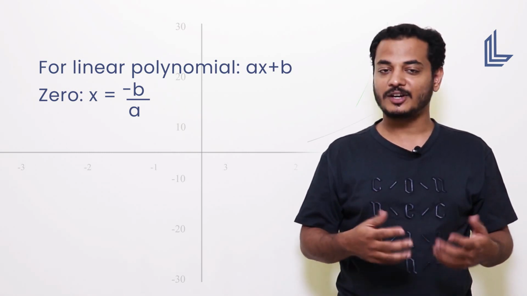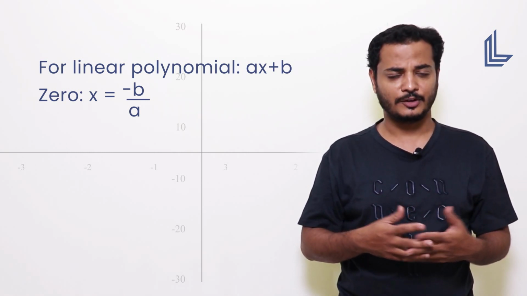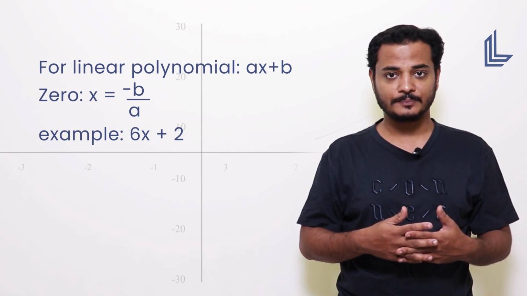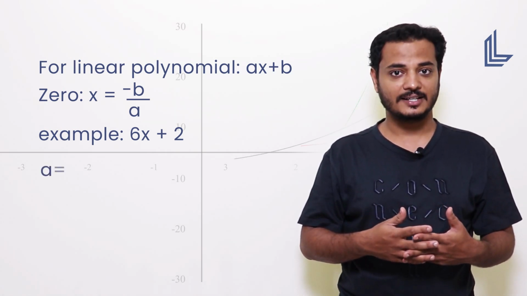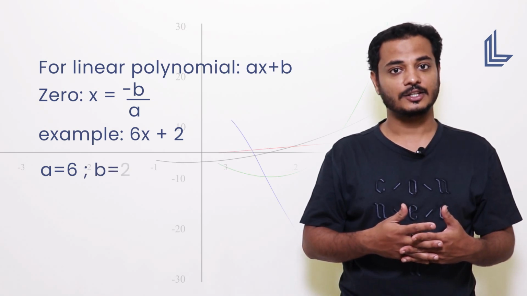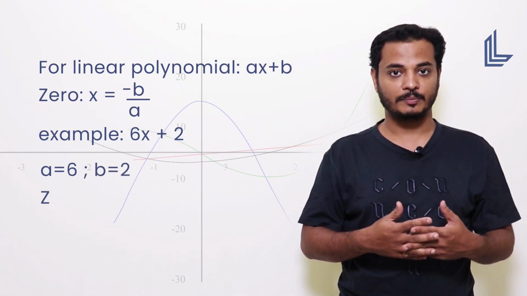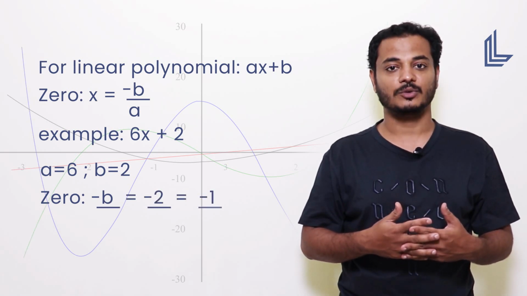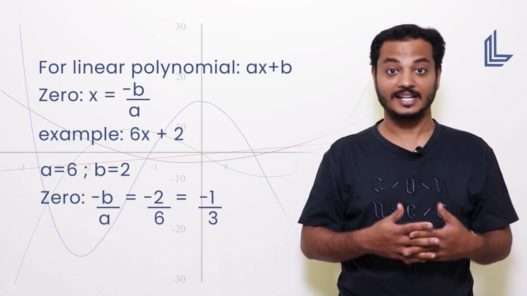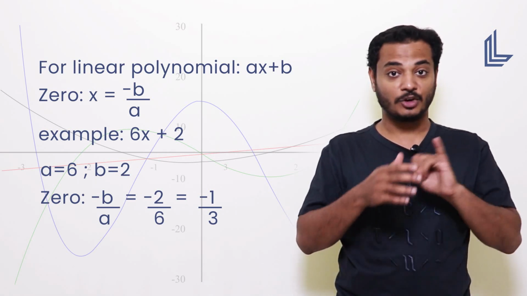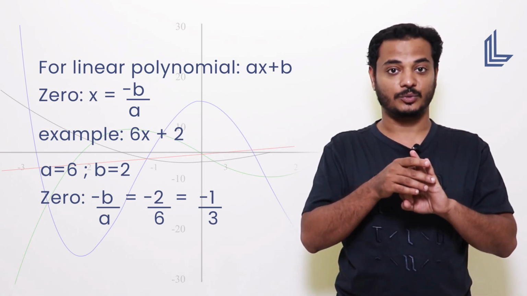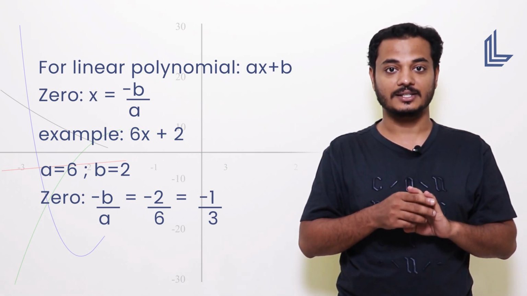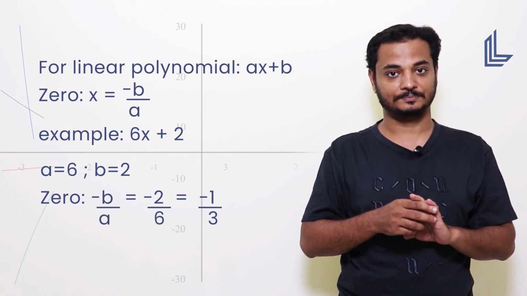This means if you are given any linear polynomial, for example 6x plus 2, how can you find the zero of this polynomial? I know that a here is 6 and b here is 2. So the zero would be minus b by a, and that is minus 2 by 6, which is equal to minus 1 by 3. It's as simple as that. We did not plot any graph, we did not solve any equation. All we did was make use of these coefficients to find the zero of this linear polynomial.